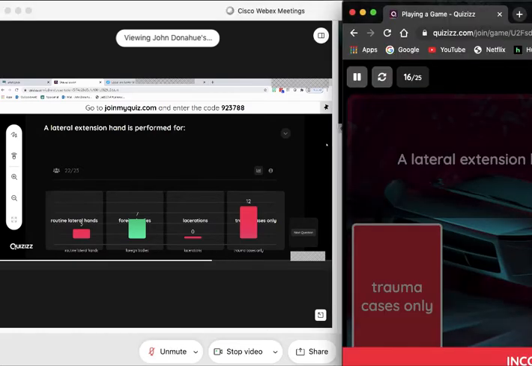So the reason it's not trauma cases only, guys, is that we can do fan laterals on a normal routine if the doctor's requesting that, especially if there's a foreign body within the hand. So primarily, we're going to be looking for foreign bodies on those extension lateral hands.